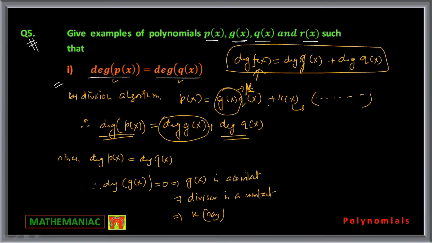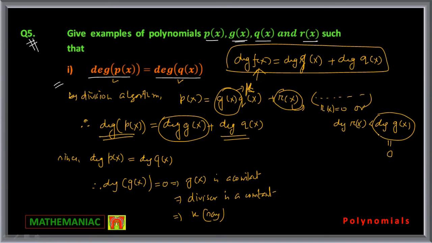Now all that we need to talk about is R(x). What is R(x)? We have to remember one very important part: R(x) equals 0, or if R(x) is not 0, the degree of R(x) is always less than whose degree? The divisor. Now in this particular problem, what is the degree of the divisor? It's 0.